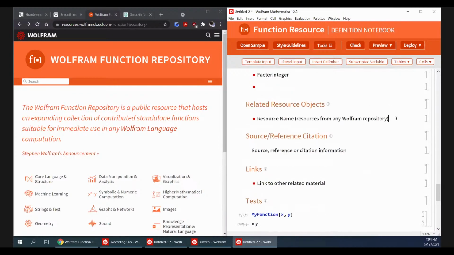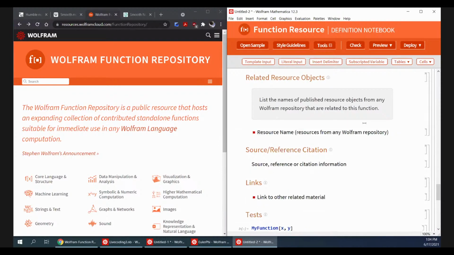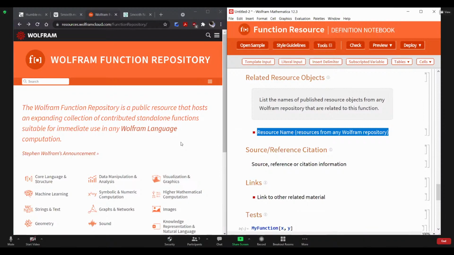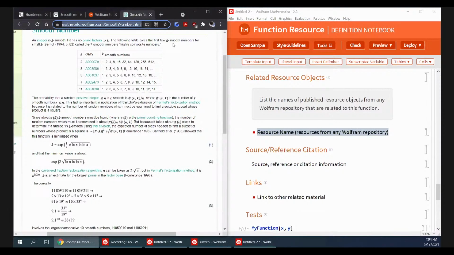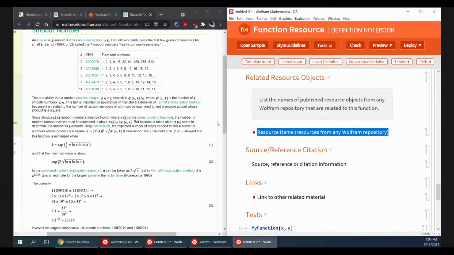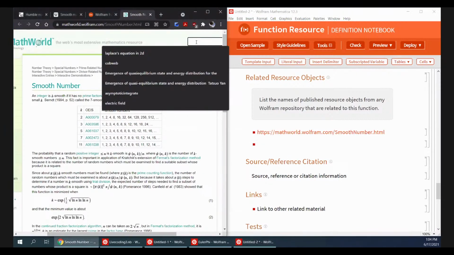And then related resource objects. This is any Wolfram material that's been published by other people, right? Or yourself. Maybe something from the repository. I don't know if we have a whole bunch of things about primes. Yeah, a good one, you could just search prime in the function repository, and you'll find LargestPrimeFactor, which seems very related. Yes, that definitely might be in the reference.